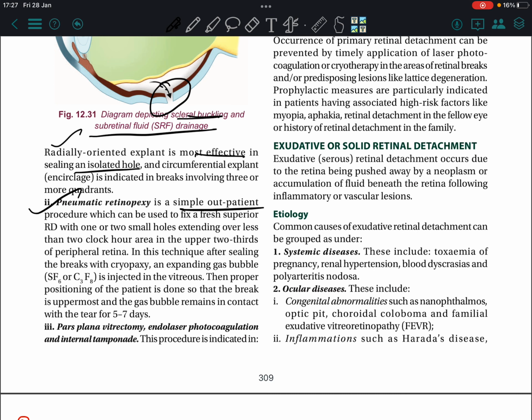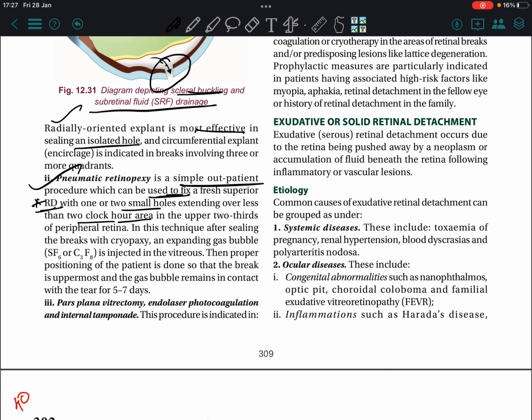Pneumatic retinopexy is a simple outpatient procedure. It can be used to fix a fresh superior RD with one or two small holes extending over less than 2 clock hours in the upper two thirds of the peripheral retina. In this technique, after sealing the breaks by cryopexy, an expanding gas bubble of sulfur hexafluoride is injected in the vitreous. Then proper positioning of the patient is done so that the break is uppermost.